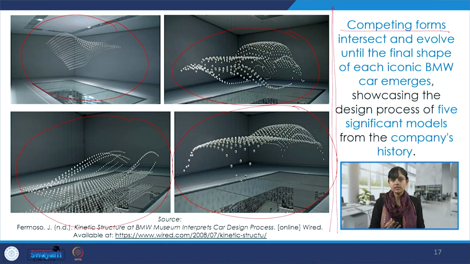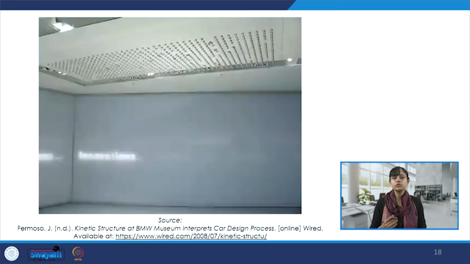Competing forms intersect and evolve until the final shape of each iconic BMW car emerges, showcasing the design process of 5 significant models from the company's history. So that's what this installation is about. I'm going to show you a small video of this installation. It will give you a much better understanding of what I'm talking about.